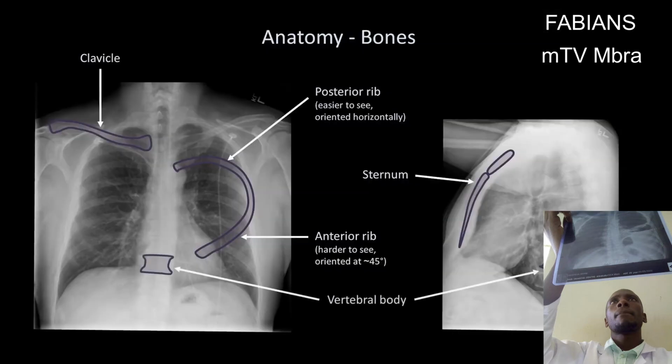So let's move directly now to the anatomy. Let's continue with the anatomy of X-ray. Let's begin with the anatomy of bones. Then we have the clavicle, as you can see very well shaded. Then we have the vertebral body, the posterior rib, the anterior rib, as we have been saying.